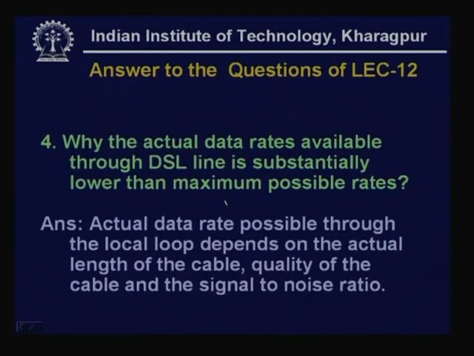Why is the actual data rate available through a DSL line substantially lower than the maximum possible rate? As we have seen, although the maximum data rate is high, because of the long length of cable, attenuation, quality of cable, and signal to noise ratio, it is not possible to send at that maximum rate. So, the data rate that can be sent is decided dynamically based on the line condition in the DSL network, and usually it is much lower than the maximum.